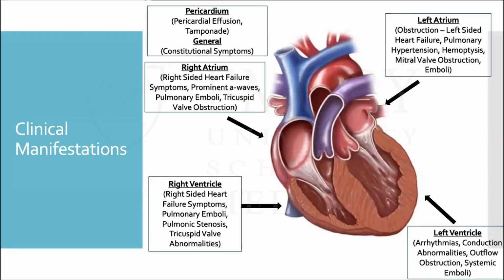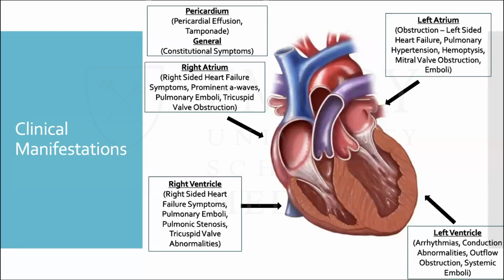These tumors can cause obstruction of blood flow, so they can cause heart failure symptoms. They can cause infiltration of the myocardium or coronary arteries, so they could cause arrhythmias and conduction abnormalities. They can also cause ACS if they infiltrate the coronaries. Additionally, these tumors have a predilection to embolize, and so they can cause pulmonary emboli and systemic emboli.